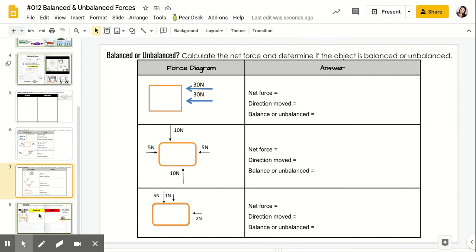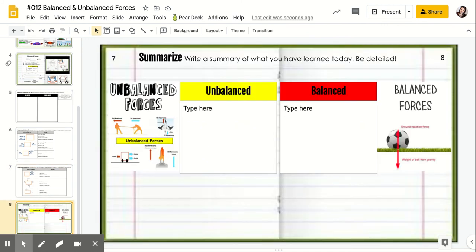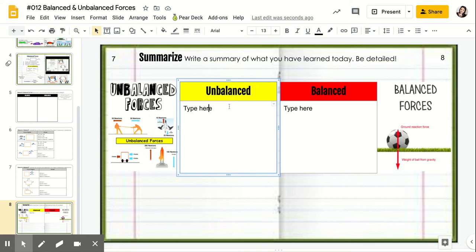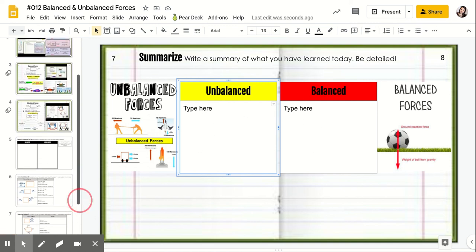And then the last thing you're going to do on the last slide, you're going to summarize in your own words what balance means, what unbalanced means, and what balance forces mean. Okay, so you're summarizing in your own words. Use your notes, rewatch the videos if you have to.